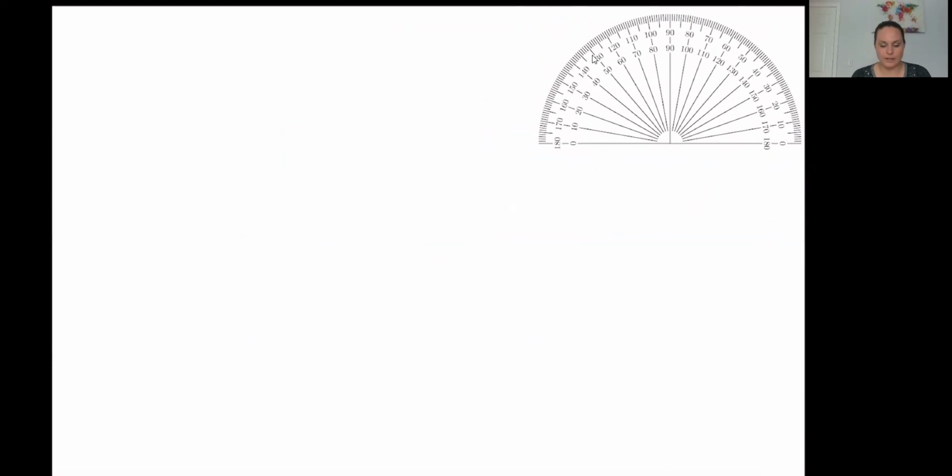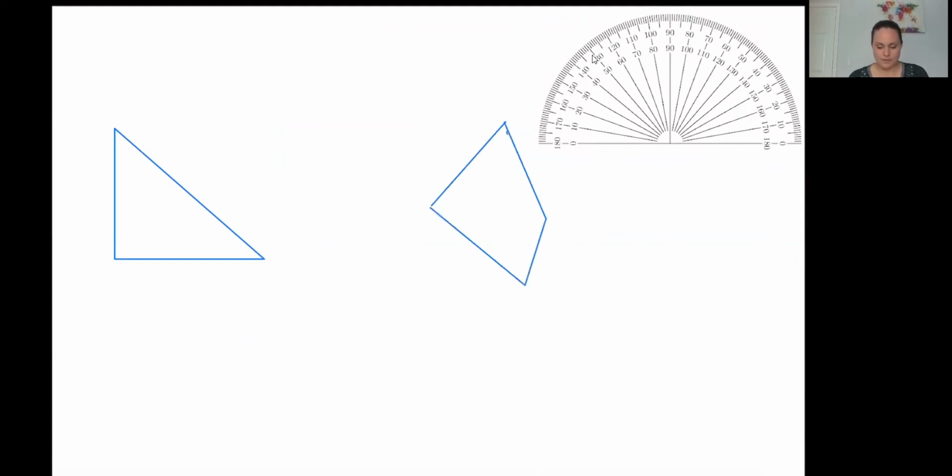So another thing that we get a lot of times when we have angles, we need to identify what kinds of angles we see in shapes. So I'm going to draw 2 shapes for you, and we're going to talk about what kinds of angles are inside them. So the first shape looks something like this, okay? And the other shape looks something like this.